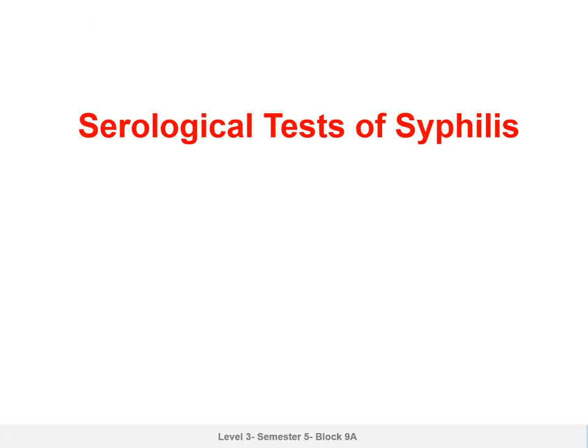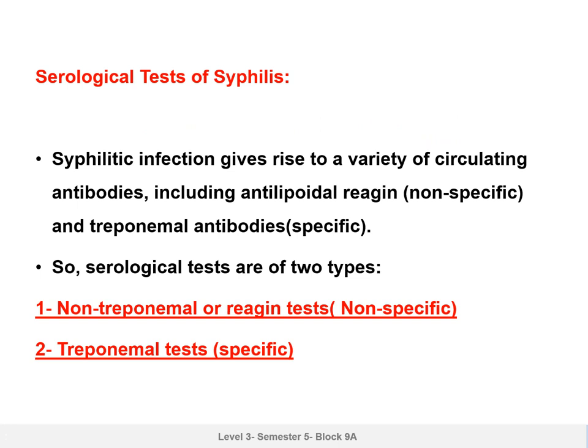Serological test of syphilis. The syphilitic infection gives rise to a variety of circulating antibodies, including antilipoidal reagin, which is non-specific, and treponemal antibody, which is specific. So the serological tests are of two types. The first is the non-treponemal or reagin test, which is non-specific, and the second is the treponemal test, which is specific.